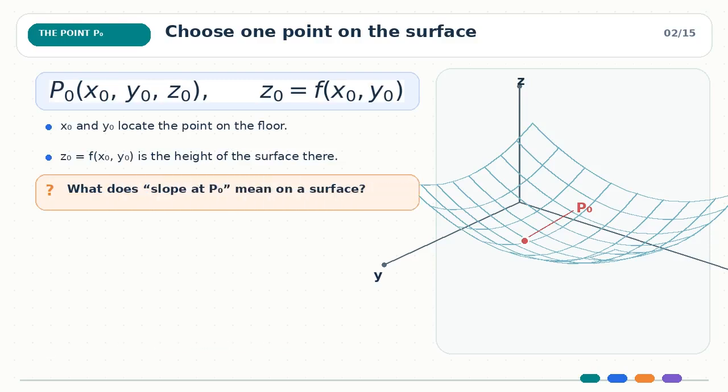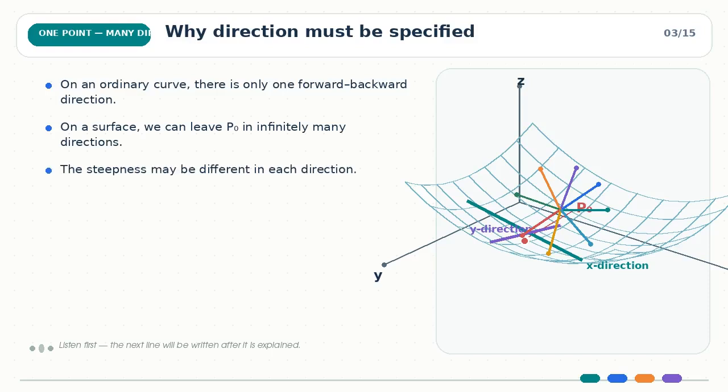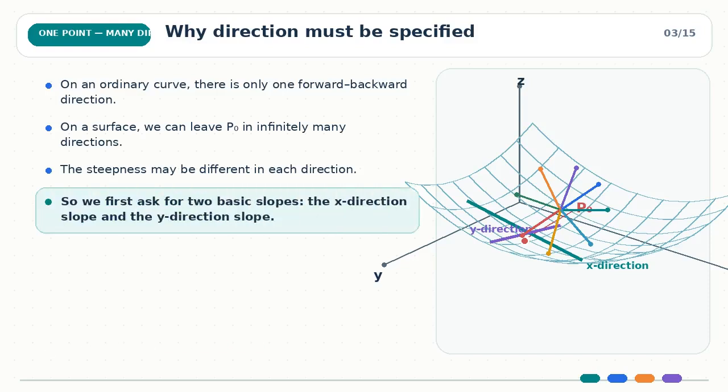Now a natural question appears. What does slope at P0 mean when the graph is a surface? On an ordinary curve, there is essentially one forward and backward direction, so one tangent slope is enough. But on a surface, we can leave P0 in infinitely many directions. The surface may rise rapidly in one direction, rise slowly in another, or even fall in a third direction. Therefore, we begin with two basic slopes, the slope in the x direction and the slope in the y direction.